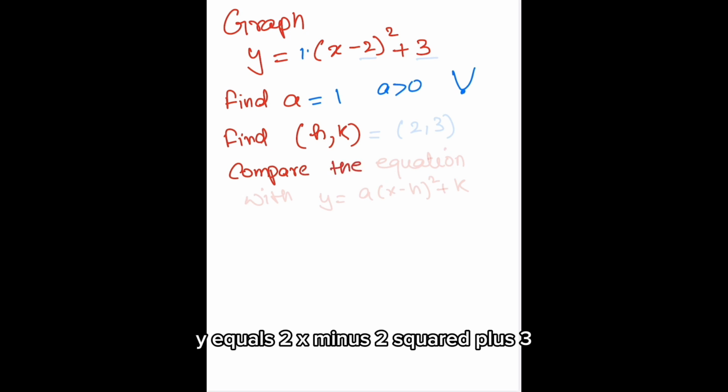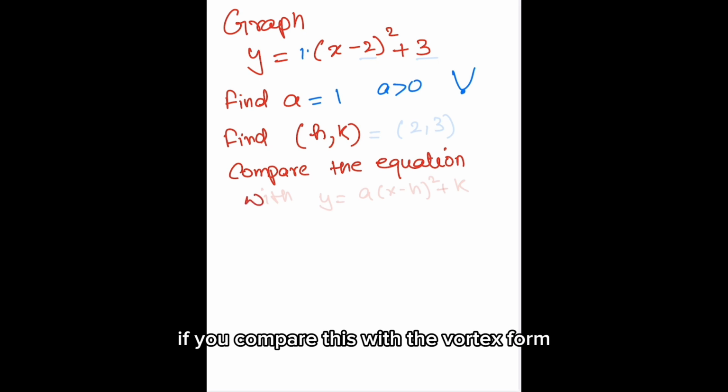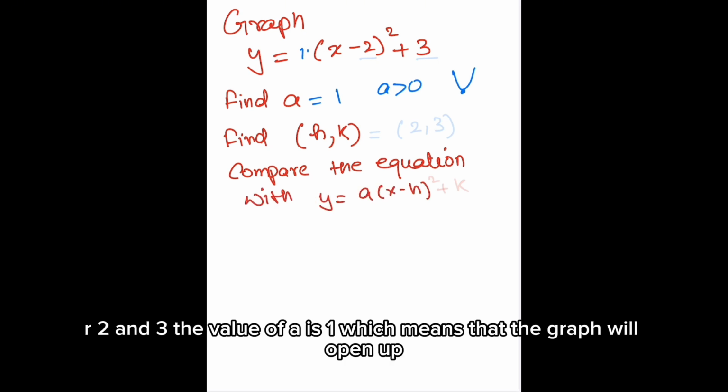y equals (x minus 2) squared plus 3. If you compare this with the vertex form, you will see that the values of h and k are 2 and 3. The value of a is 1, which means that the graph will open up.